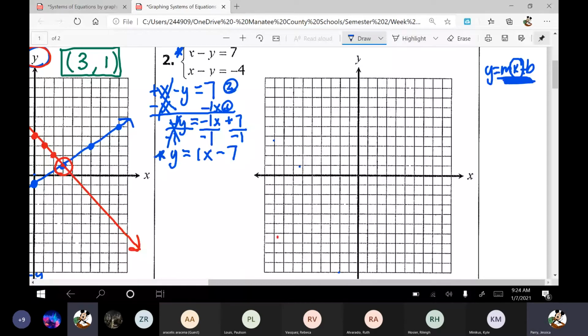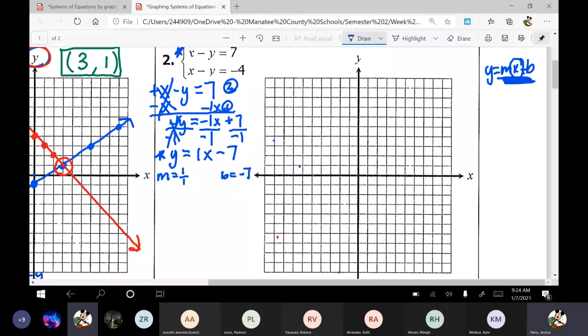Now it's in slope intercept form. You can write out your m equals and your b equals, where m is 1, and you want it to be a fraction, so I put it over another invisible 1, and b is -7.